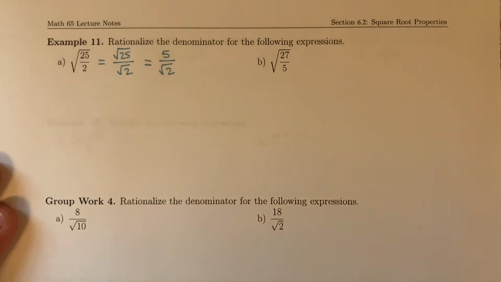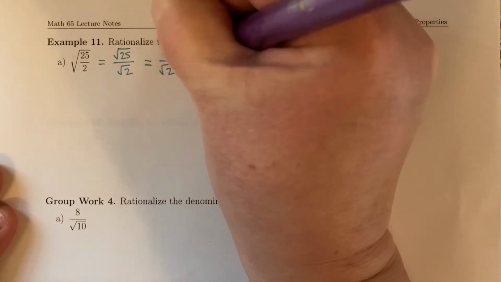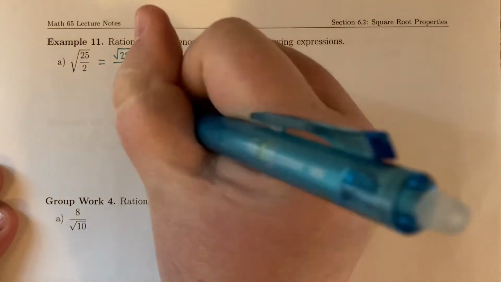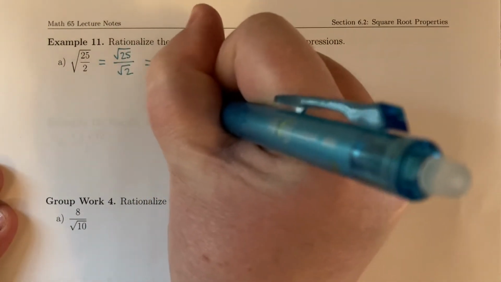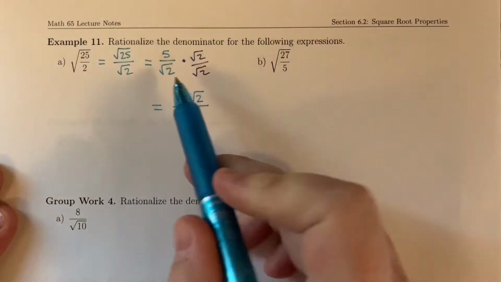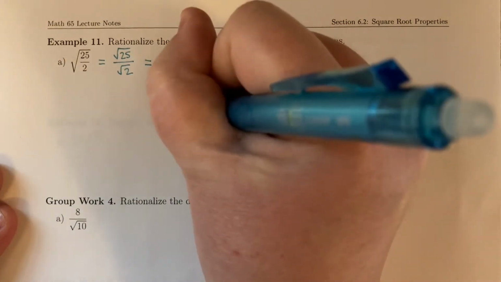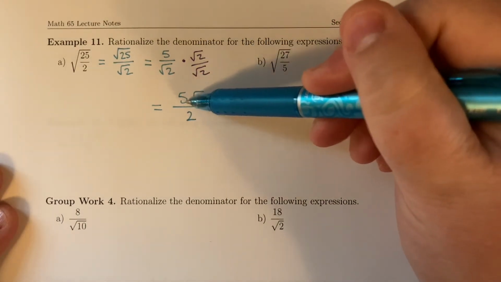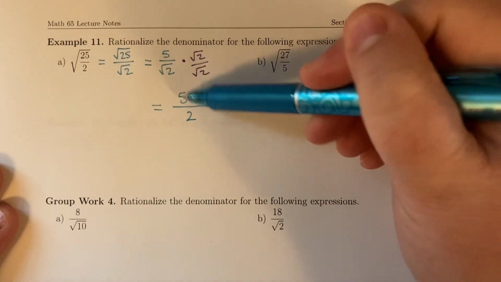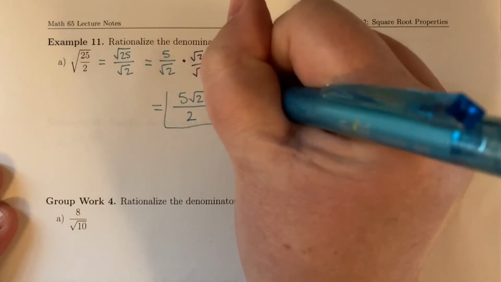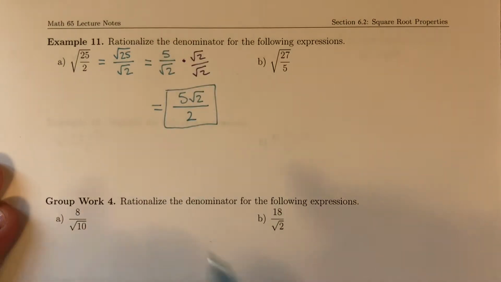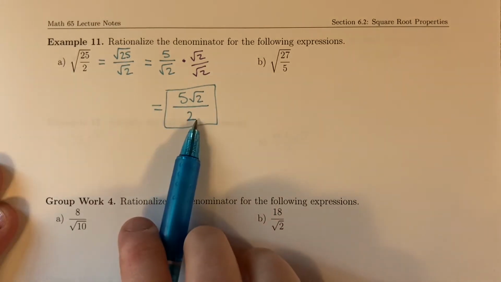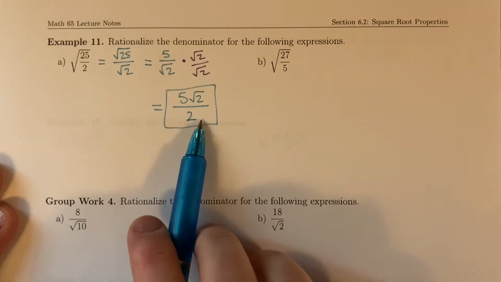Now we're ready to rationalize the denominator. So I'm going to multiply by square root of 2 over square root of 2. So now the top has 5 square root of 2, and the bottom, square root of 2 times itself, undoes the square root, so it's just 2. We'd want to check that it's reduced, but 2 doesn't go into 5, so we're done. So again, these are the same number, just written really differently, but this one's simplified because there's no square root in the bottom.